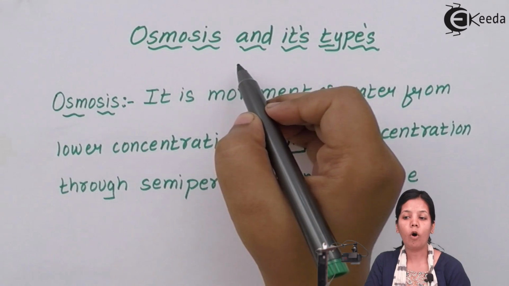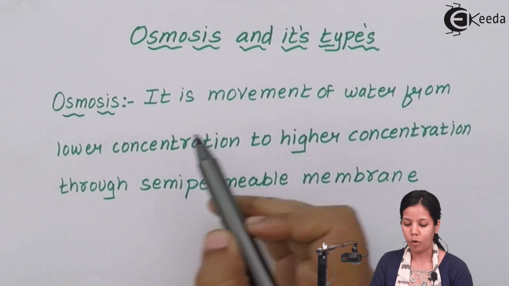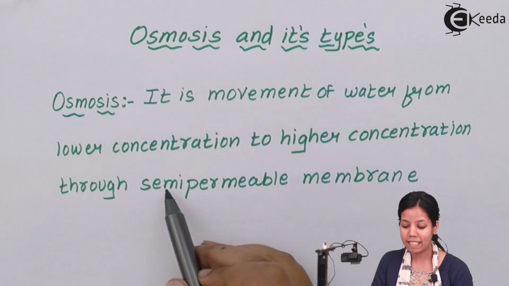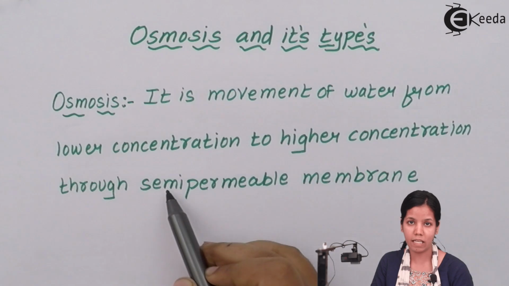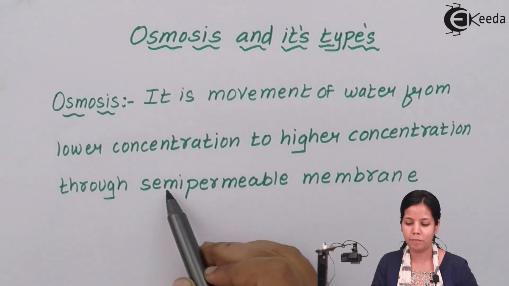The definition of osmosis goes as: it is the movement of water from lower concentration to higher concentration with the help of a semi-permeable membrane. In plant cells, the semi-permeable membrane is basically the plasma membrane, or you can say the cell membrane, which is semi-permeable. When I say semi-permeable, it means it allows the entry of certain molecules, whereas certain molecules do not have entry into that cell.